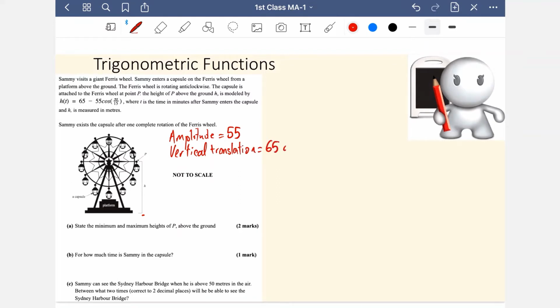Okay, so state the minimum heights. Well, the minimum height is going to be 65 minus 55, which is going to be 10 meters. So this distance over here is 10 meters, right? And then the maximum height, well, it's going to be 65 plus 55, which is 120 meters. All right, so that's the answer for the first one.